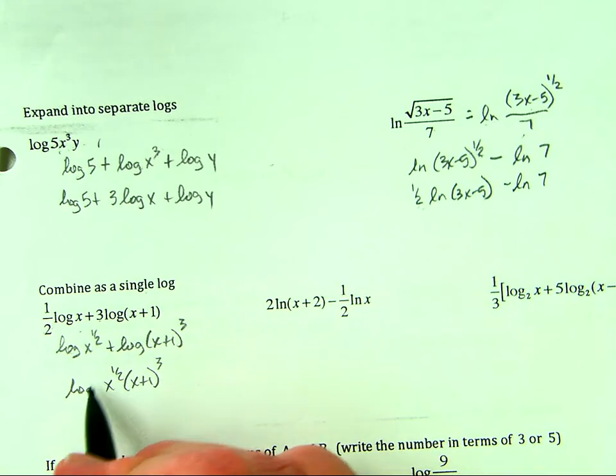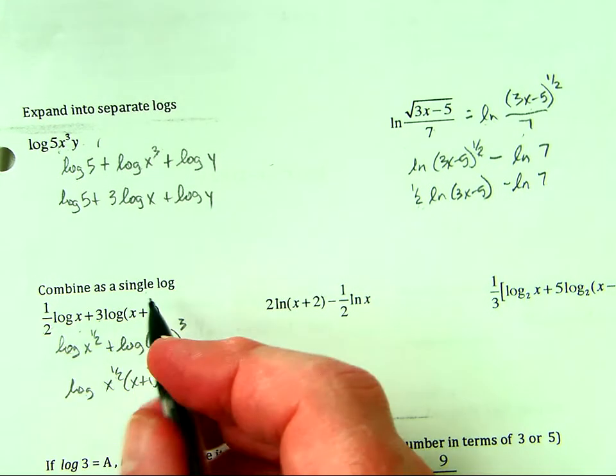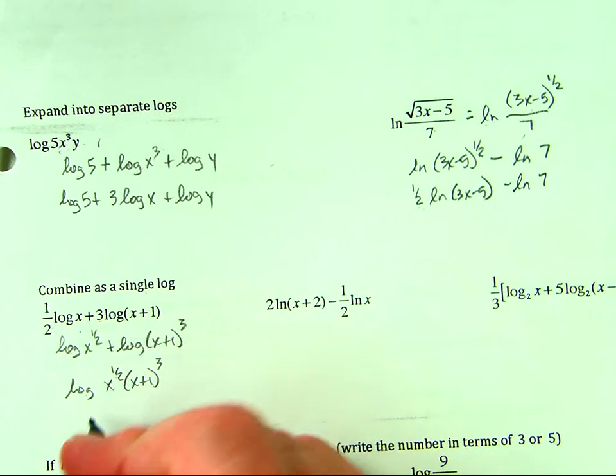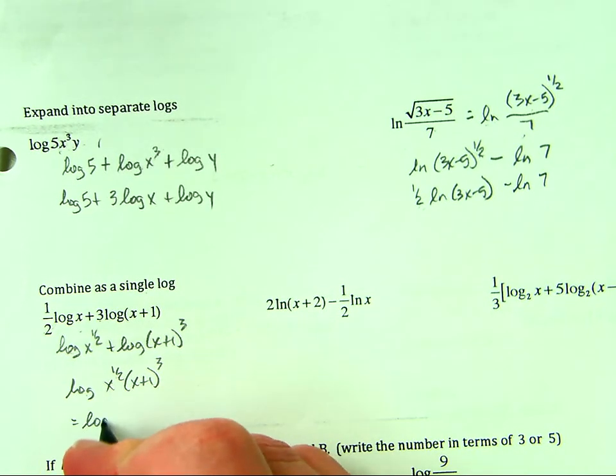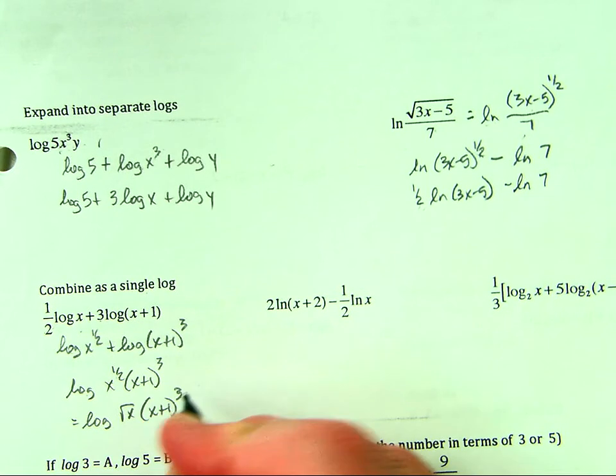Once you combine it, the word log will only be in there one time. Here, if you wanted to, we could write that as a square root. It could be listed either way. You could write it as the square root of x times x plus 1 cubed. You could write it like that.